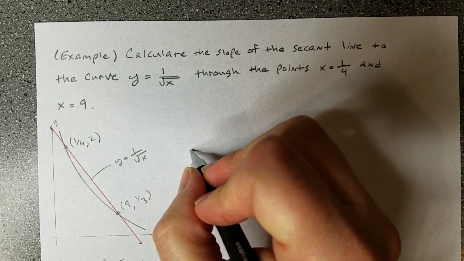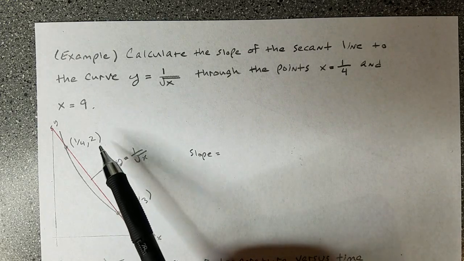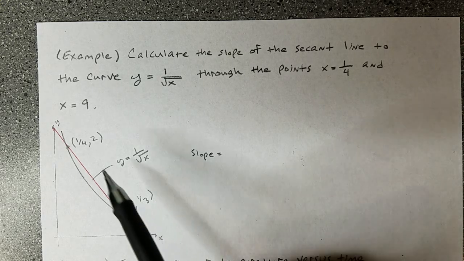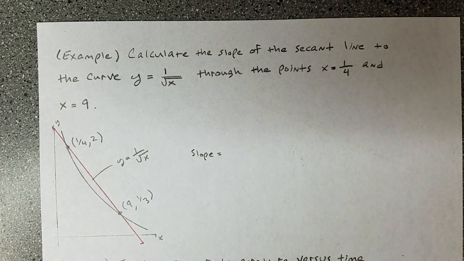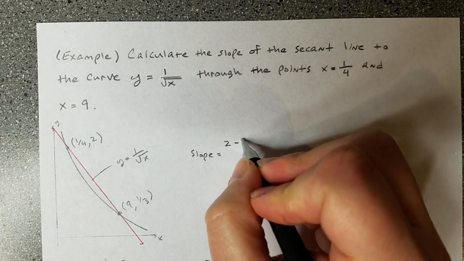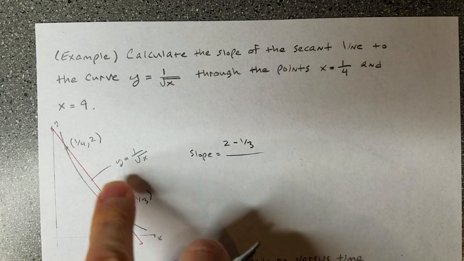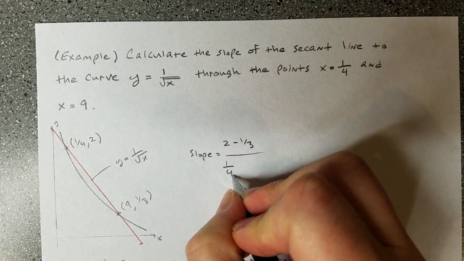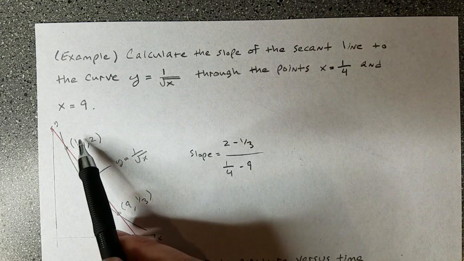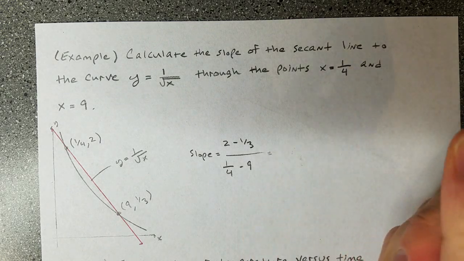Remember, the slope is just the rise over the run. The order doesn't matter. I can do 2 minus 1/3 over 1/4 minus 9, or I can do 1/3 minus 2 over 9 minus 1/4. It makes no difference. You're getting the same thing. Let's do 2 minus 1/3 over 1/4 minus 9. I just have to be consistent: if I take this y first and subtract that one, I need to take this x first and subtract that other one. Now I want the exact answer.